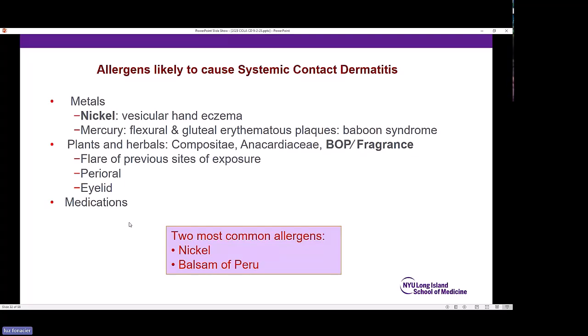In nickel, they tend to manifest as vesicular hand eczema reactivation. In mercury, they tend to present as the baboon syndrome, which is flexural and gluteal. In plants, herbals, compositae, balsam of Peru, they tend to have a flare of the previous site of exposure, perioral or eyelid, because this is the previous site of reaction.